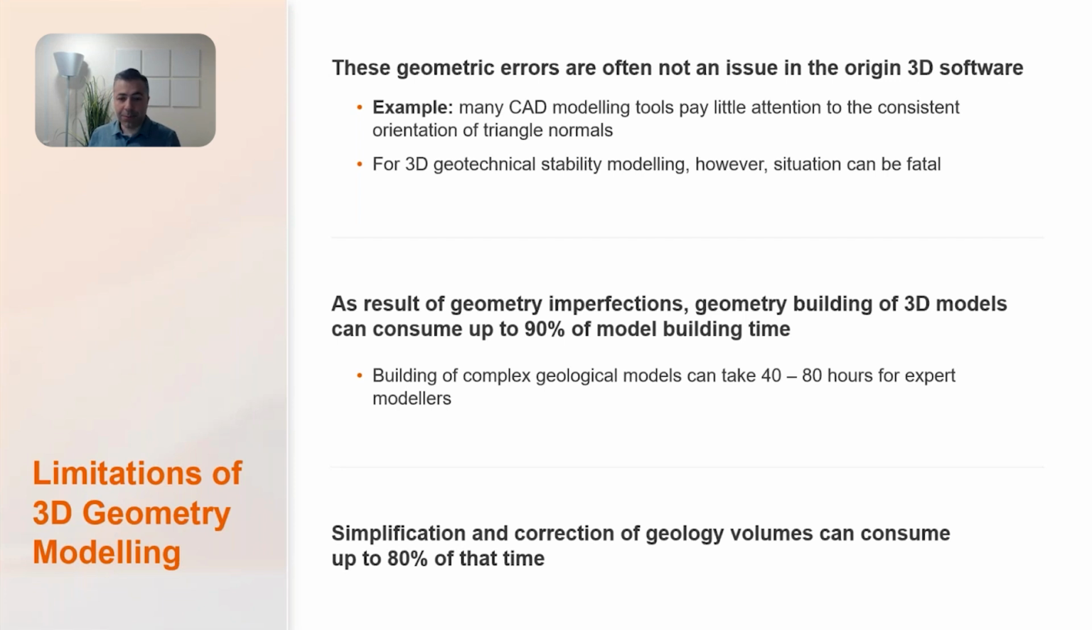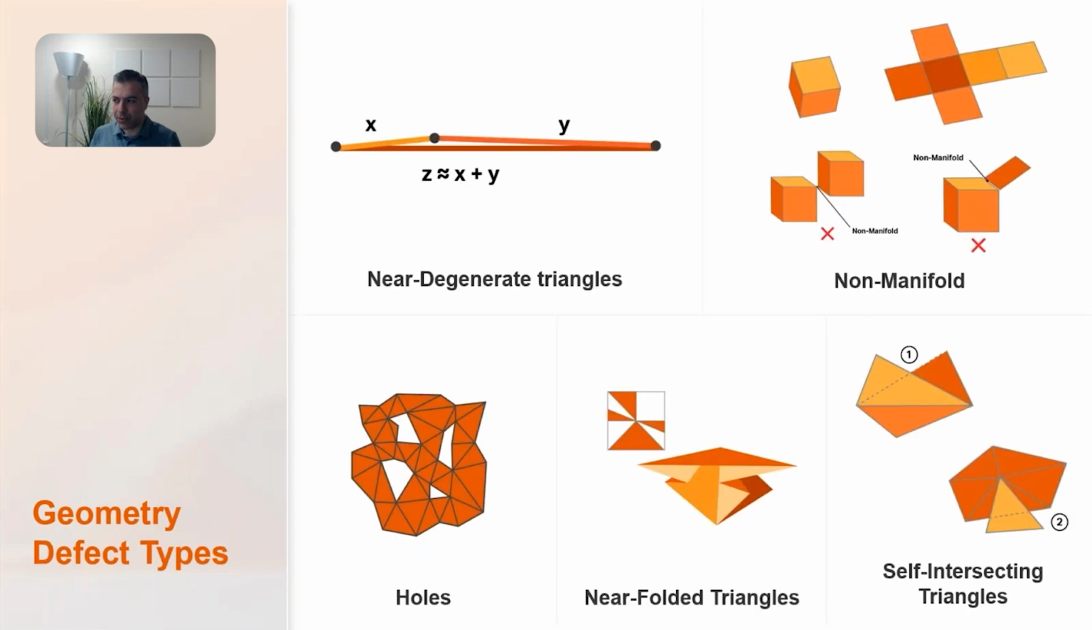And it can take 40 to 80 hours for expert modelers just to create the geometry. And simplification and correction of geology volumes can consume up to 80% of that 40 to 80 hours. You can see how important it is to model the geology. And these are different types of defects. As I said, they are all related to triangles, the shape of the triangles, the connection between the triangles, the space between them, the intersection of them. So all cause issues.